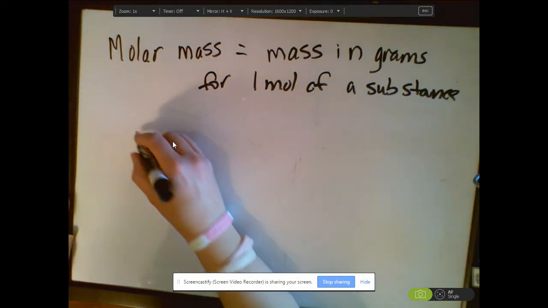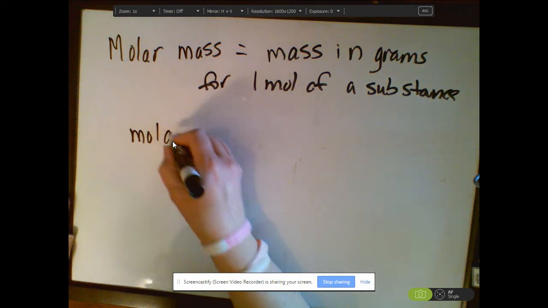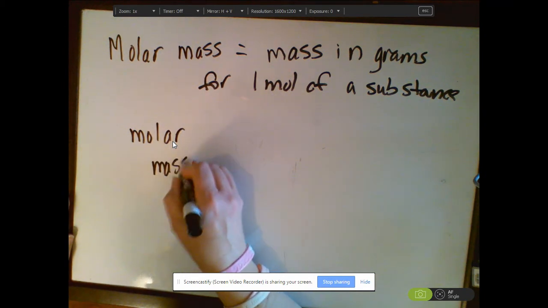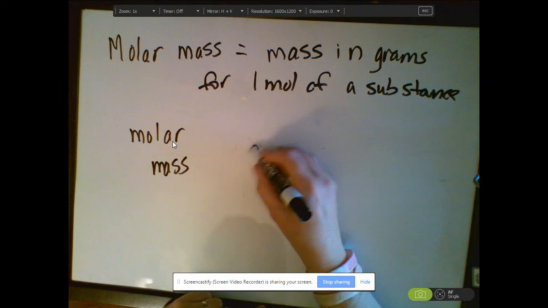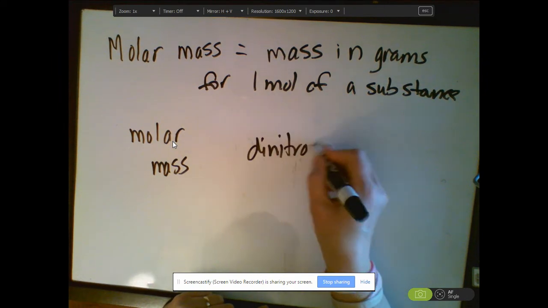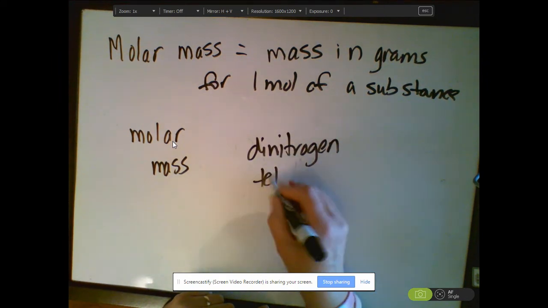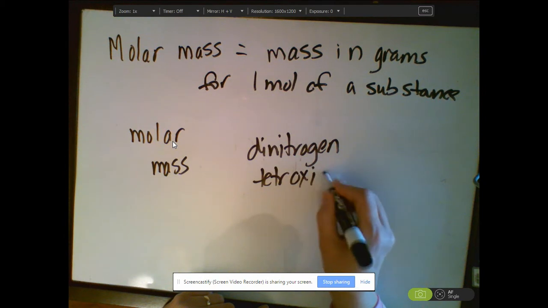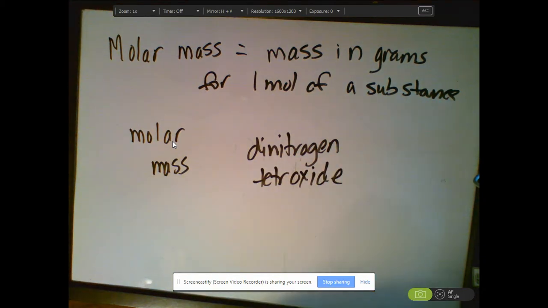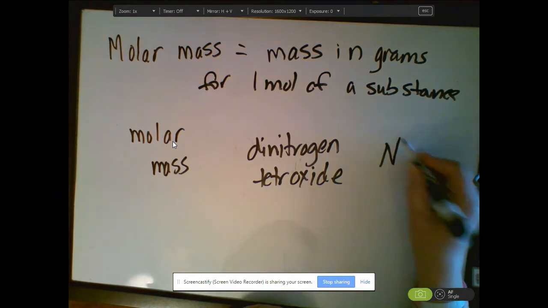Let's look at the molar mass of a compound like dinitrogen tetroxide. When you look at dinitrogen tetroxide, you see that it's a covalent compound, again, formed by the sharing of electrons. Because it's got prefixes, we don't need a T-chart. So what we're going to do is write the chemical formula.